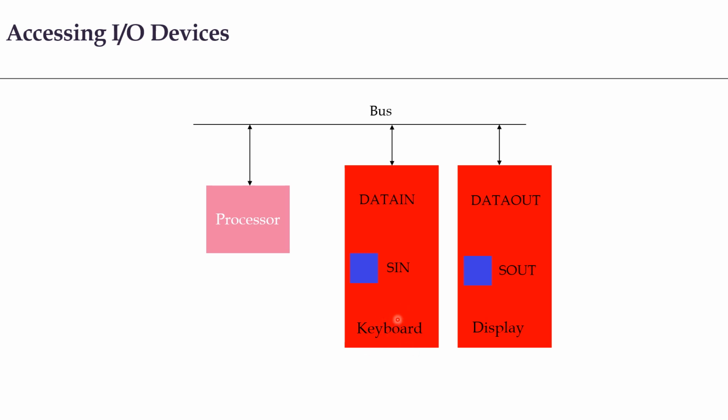Data from the keyboard are made available in the data in register, and the data sent to the display are stored in the data out register. Two control flags, SIN and SOUT, provide status information for the keyboard and display unit respectively. Two flags, keyboard interrupt request and display interrupt request, are used in conjunction with interrupts.